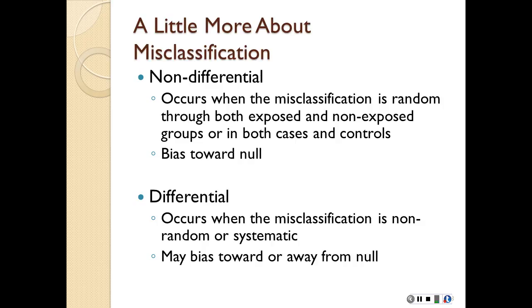Depending on who gets misclassified as who in differential, you may end up with an effect size that's much larger than you expected, or it might bias it towards the null and you may end up with an effect size that's smaller. You can't really tell. That's why this is so dangerous. You can't really correct for it once it's a problem.